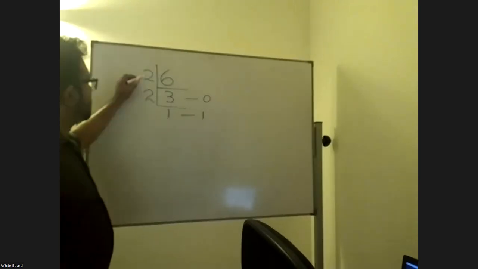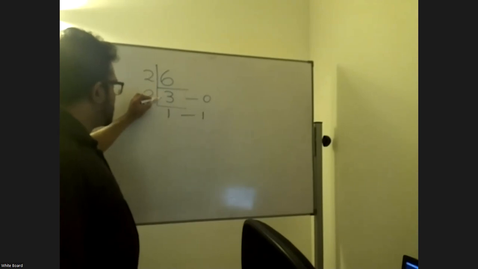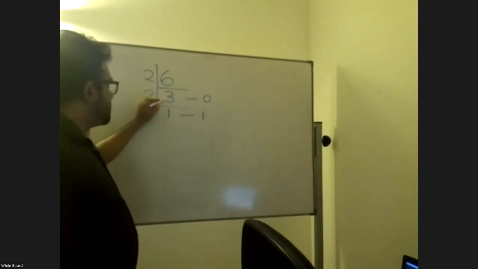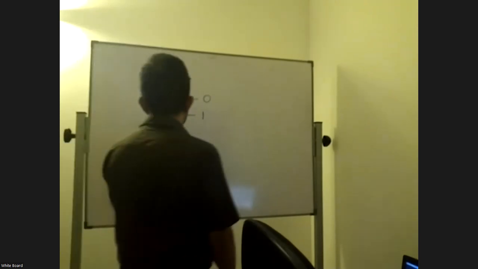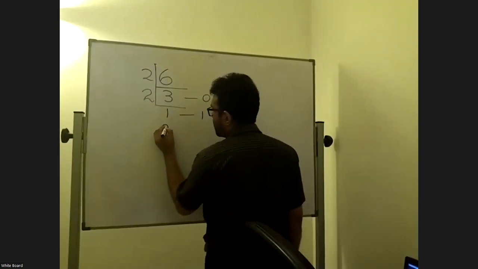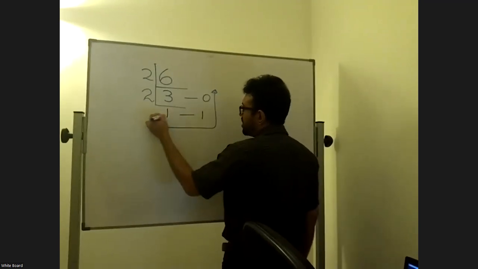So you can see first we divide 6 by 2. So you get 3, no remainder. Then again we divide it by 3. So you get 1 and there's a 1 remainder. So now we have to start reading from here in this direction. Once you get 1 here.